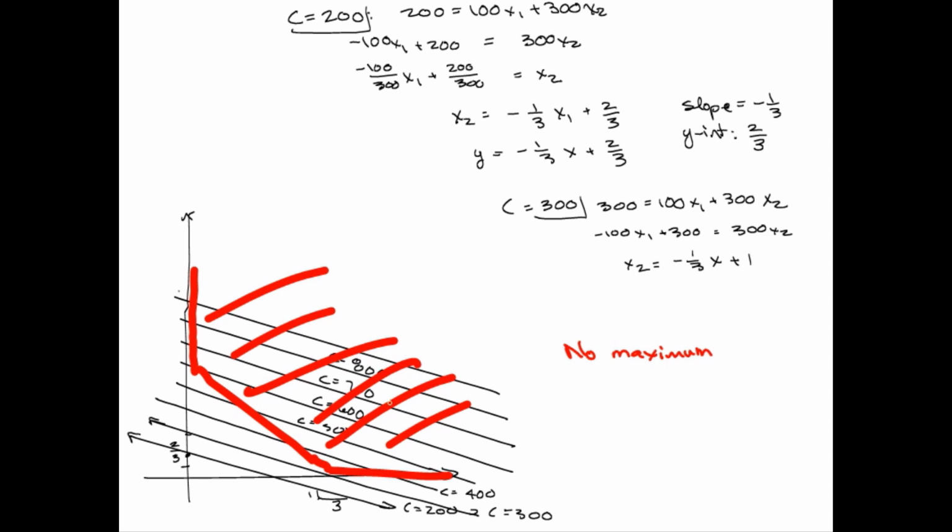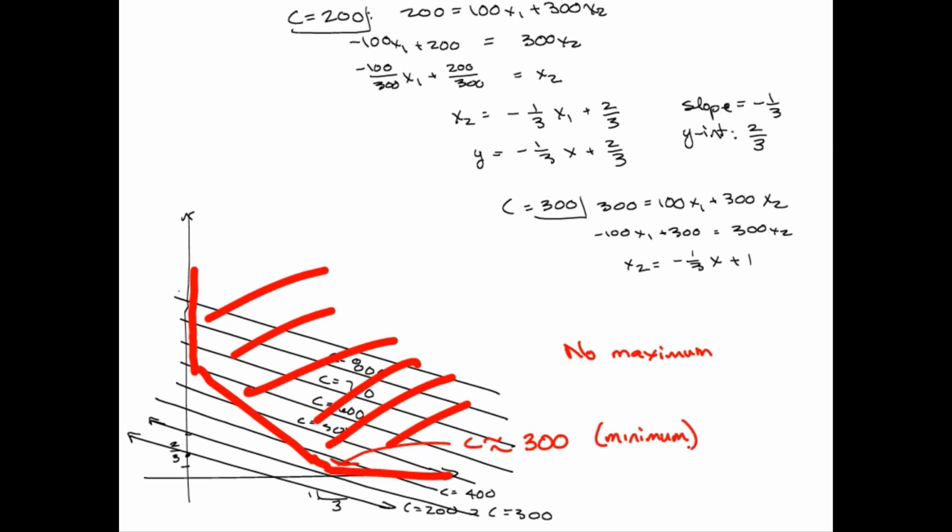But is there a minimum? Yeah, where's my minimum going to be? Looks like my minimum right here is about real close to C equal 300. That's our minimum.